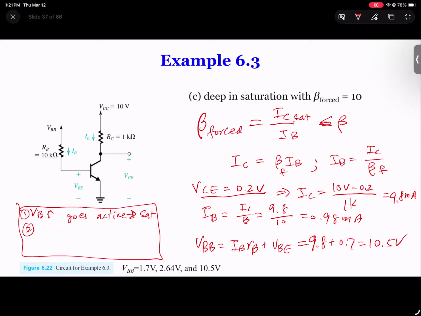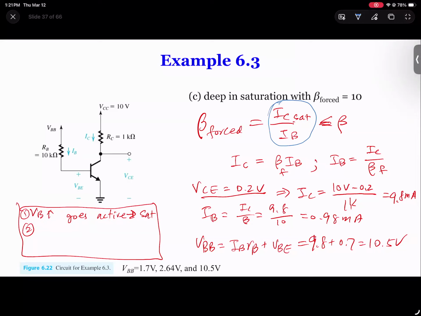So you fix VBB at some value, it doesn't matter. You can fix it at whatever value, like 2.64, for example. What can you change to make it go from active to saturation, or from saturation to active? What one thing can you change? If you're not sure, look at this.